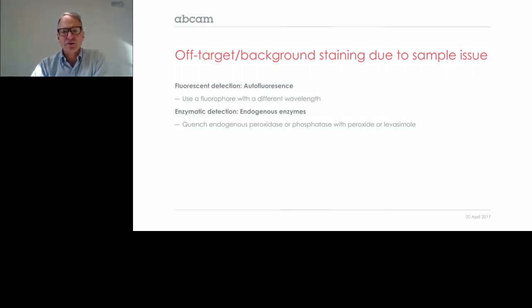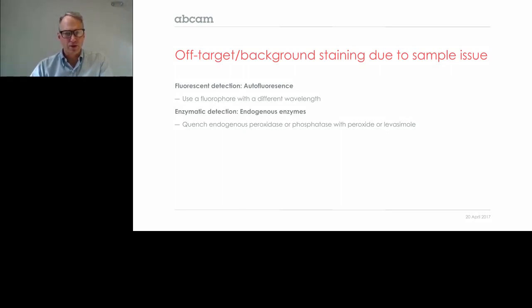Off-target or background staining due to sample issue. So if you're looking to use a fluorescent detection, say a directly conjugated antibody, the primary antibody directly conjugated to a fluorophore, or using a secondary antibody conjugated to the fluorophore, the issue of autofluorescence comes up a lot, especially in the green channel, and you'll see lots of red blood cells especially that are fluorescing very bright green. Typically, you can ignore the red blood cells since they're easy to recognize as such.